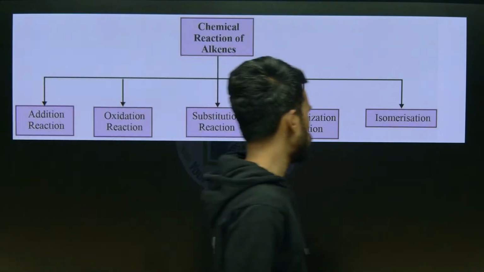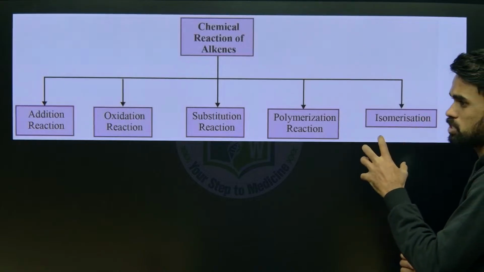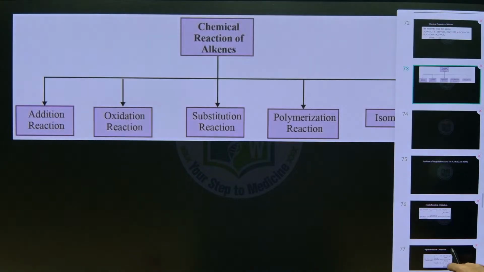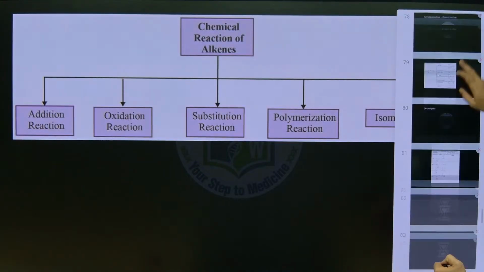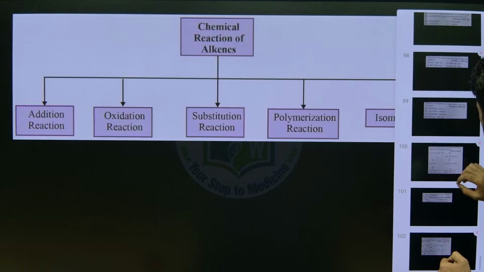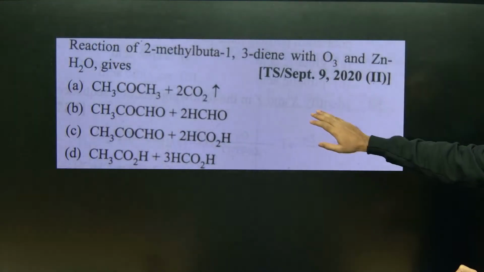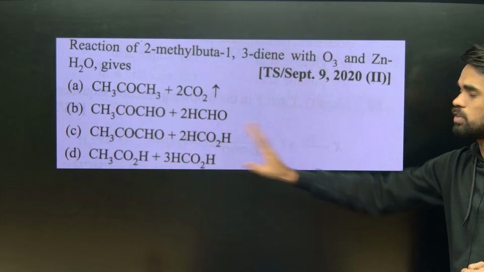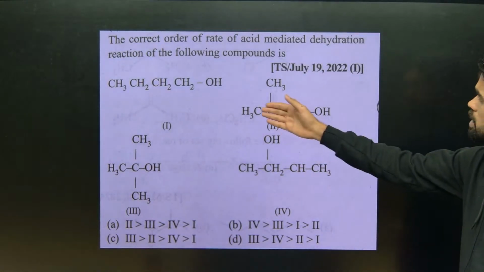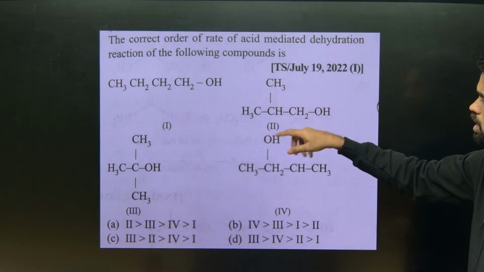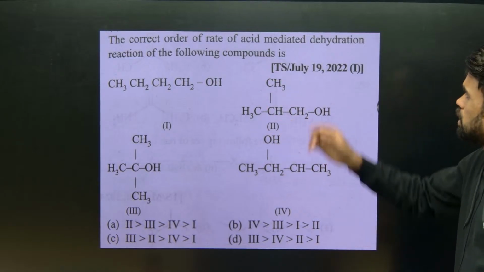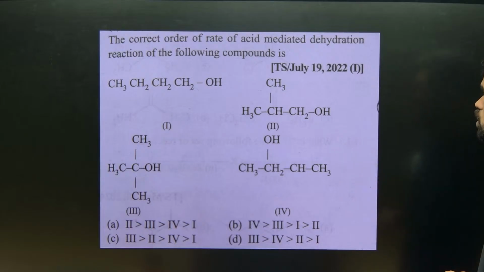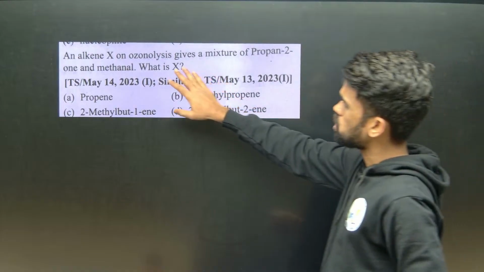If you want to look at the PYQs from this chapter and these topics, just look at how they are asking questions here. You can see this kind of question in the exam. They are treating an alkene with ozone. Upon ozonolysis of this alkene, what is the product formed? Or see this kind of question: which of these alcohols will react faster when we treat with H plus ion, like dehydration, will be possible in which case? Again see this one, upon ozonolysis what will be the product?